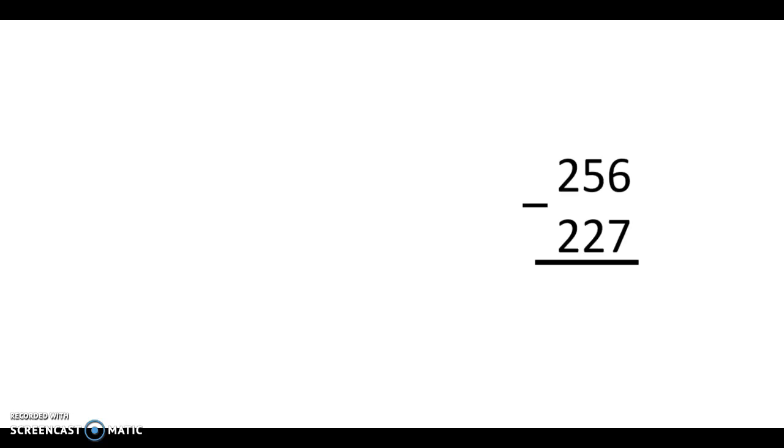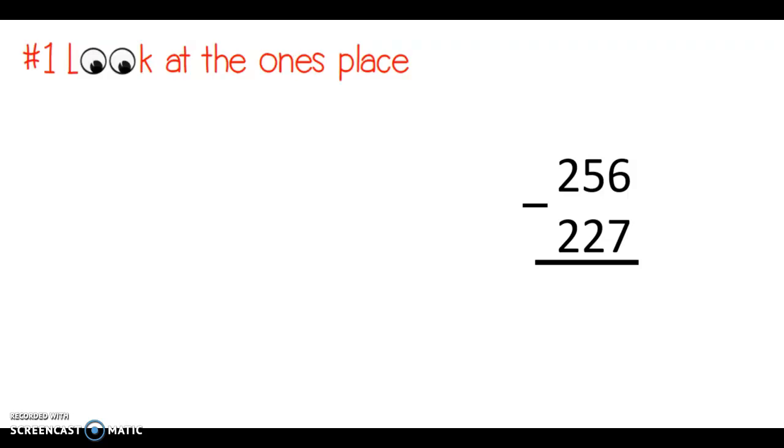All right, now we're doing 3 digits minus 3 digits. We lined our problem up vertically, lined it up by place value. And of course, I look at my ones place. I have 6 ones on top in the number 256, and I have 7 ones on the floor in the number 227.